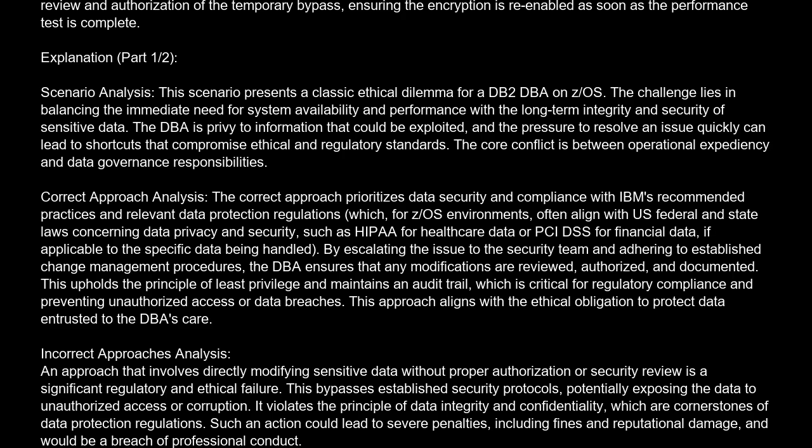Incorrect approaches analysis. An approach that involves directly modifying sensitive data without proper authorization or security review is a significant regulatory and ethical failure. This bypasses established security protocols, potentially exposing the data to unauthorized access or corruption. It violates the principle of data integrity and confidentiality, which are cornerstones of data protection regulations. Such an action could lead to severe penalties, including fines and reputational damage, and would be a breach of professional conduct.